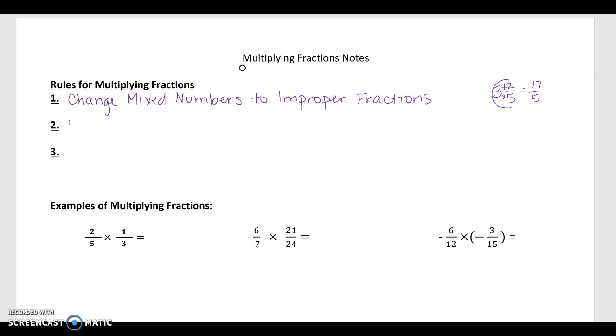Our second step is to multiply across. So when I mean across, you're going to do across the top and then across the bottom. So across your numerators and across your denominators. And then your last step is to always simplify.